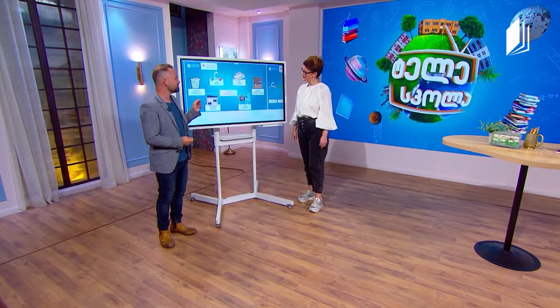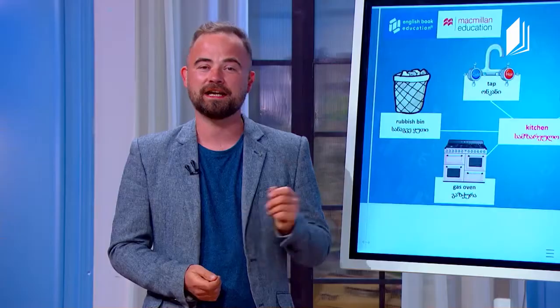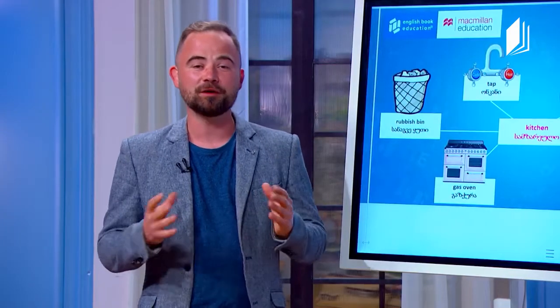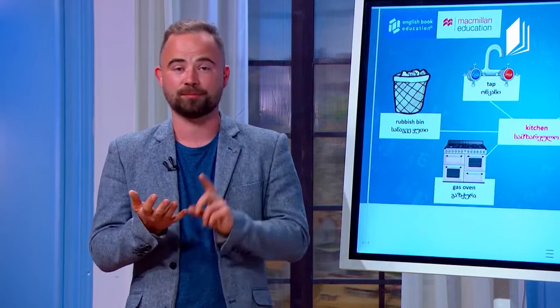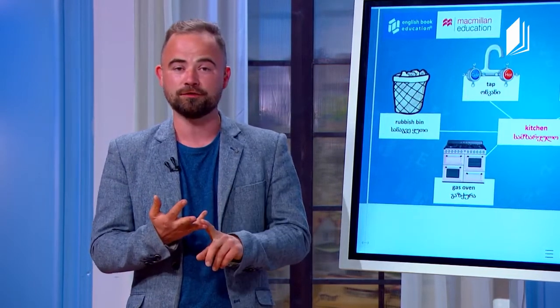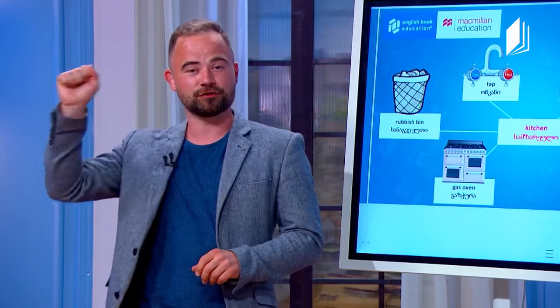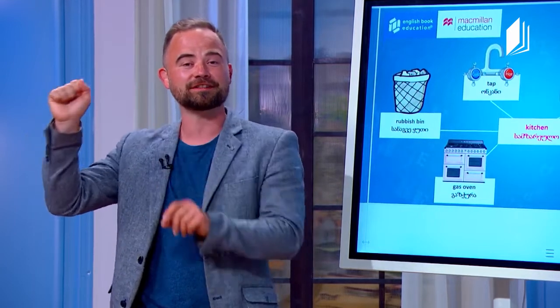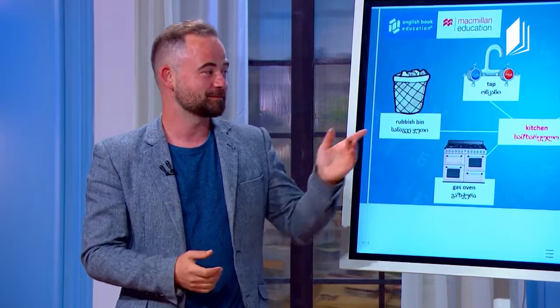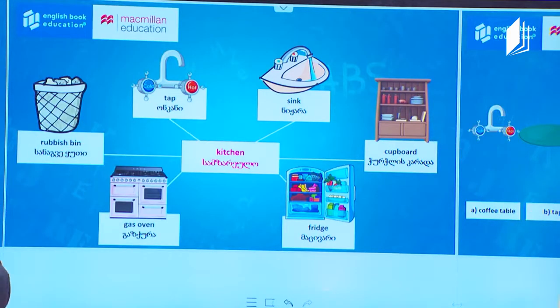And then we have a cupboard. A cupboard is where you can store plates or food, and it's usually got a door that you open and then you put things inside and close. We can see doors. So it is a cupboard. Cupboard, ანუ ჭურჭლის კარადა, სადაც ვინახავთ ჩვენს ჭურჭელს.